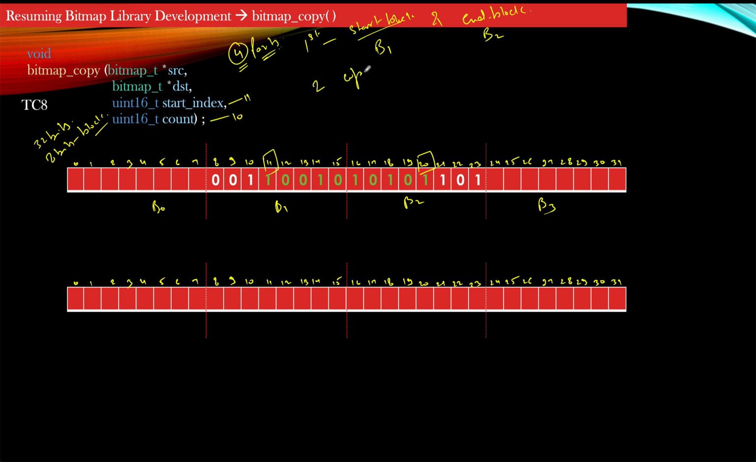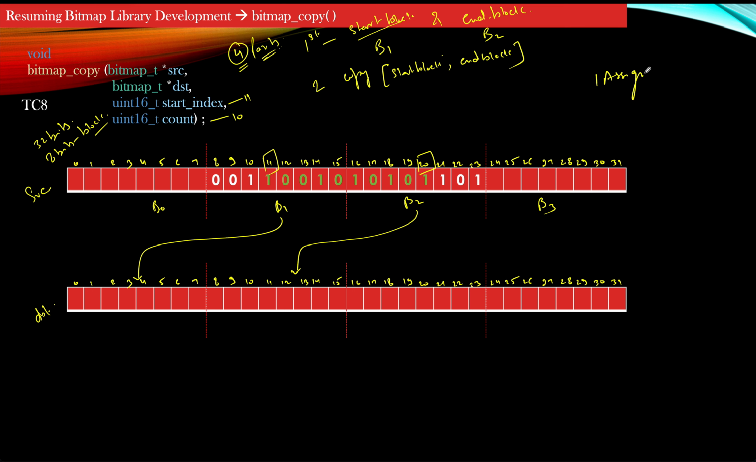Step number 2 is to copy all the blocks from start block up to end block from source bitmap to destination bitmap. So you have to copy at the block level. Copy the entire block B1 to the first block in the destination bitmap, copy the block B2 to the next block in the destination bitmap, and so on. Copying the entire blocks can be achieved by using just one assignment instruction, that is, assignment of uint32 integer values. So don't bother to copy bit by bit in order to copy the blocks from source bitmap to destination bitmap. After this operation, your destination bitmap would look something like this. The remaining bits in the destination bitmap are out of the question, and they are all zeros. So we will not talk about them.